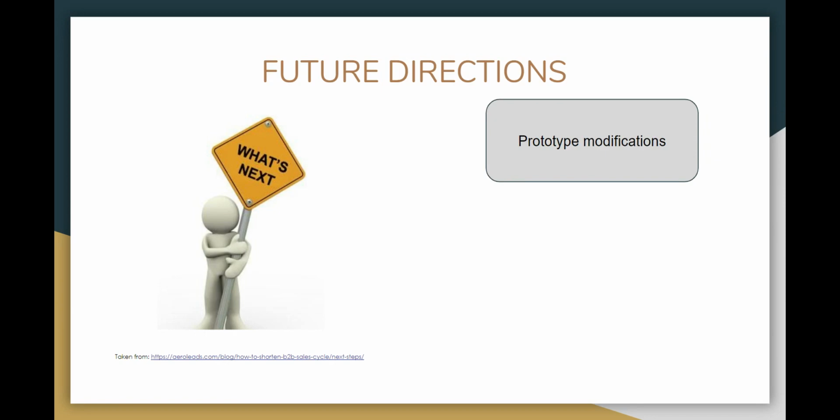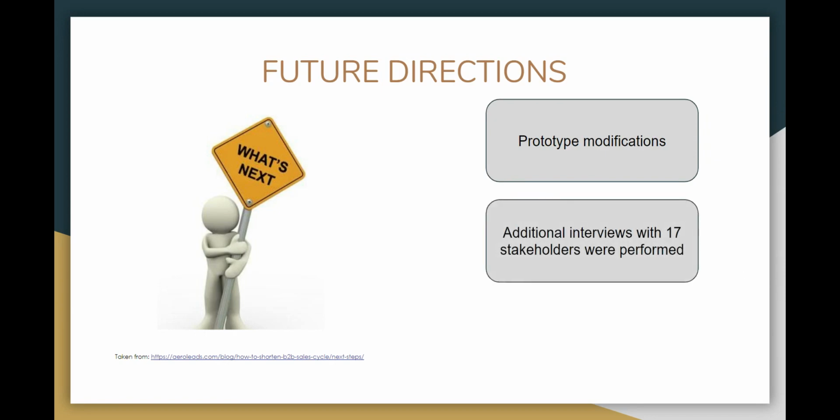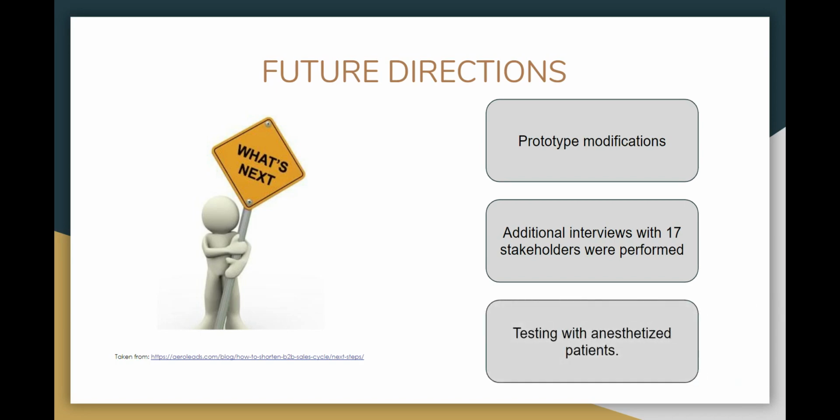We also had an additional 17 stakeholder interviews, through which we confirmed the need for the device. Anesthesiologists said that humans are not reliable to tell the train of four count and the train of four ratio on their own, and they would prefer using a quantifiable device. Our next goals also include to test the device with anesthetized patients.